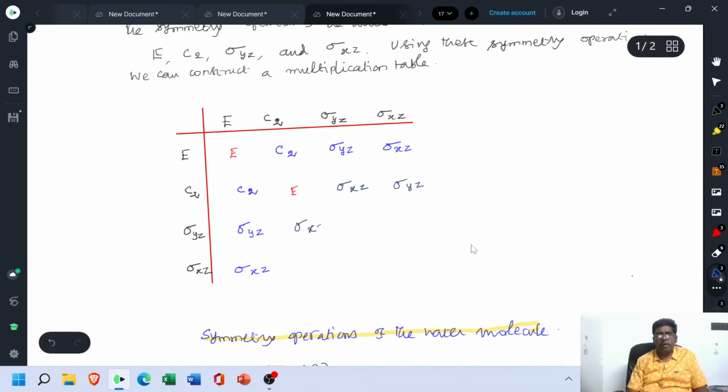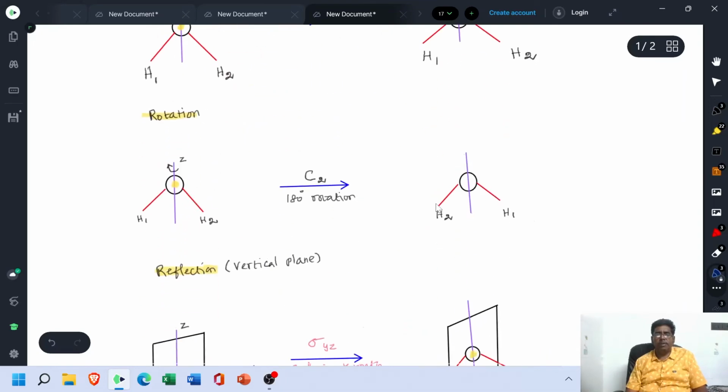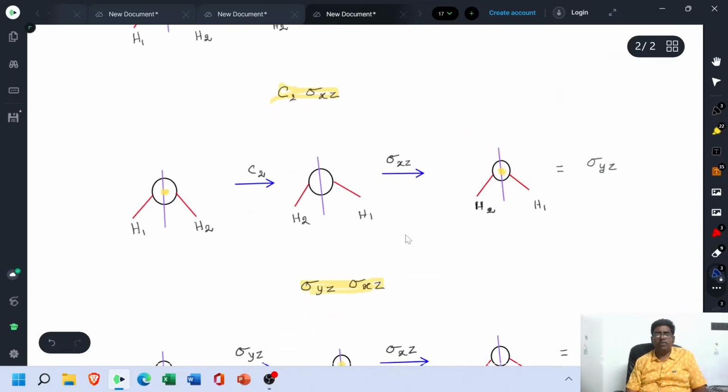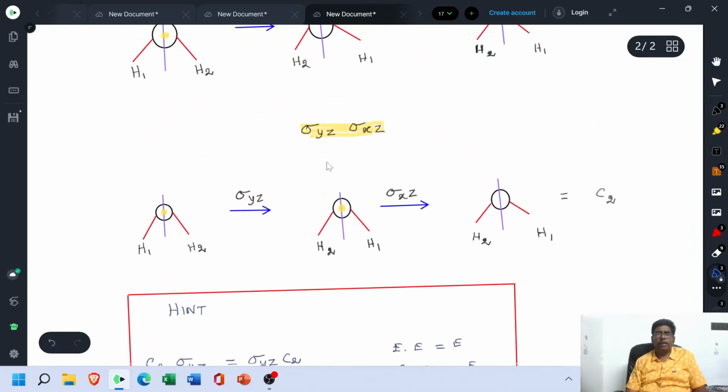Sigma XZ. Then sigma YZ into sigma YZ is our identity element E. Then sigma YZ into sigma XZ is what we have to find out. Sigma YZ into sigma XZ operation. Now we come to our final operation. This is our sigma YZ into sigma XZ. So this is our water molecule.